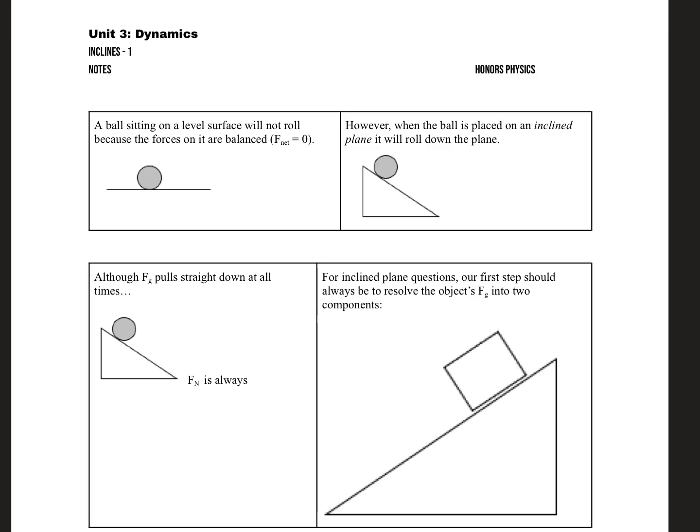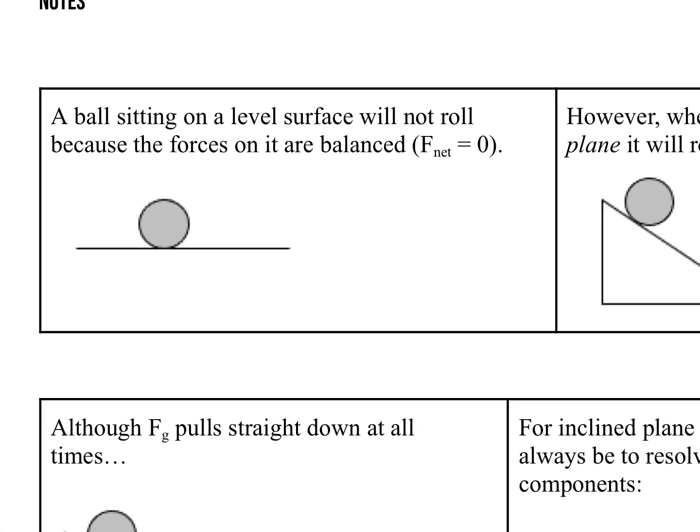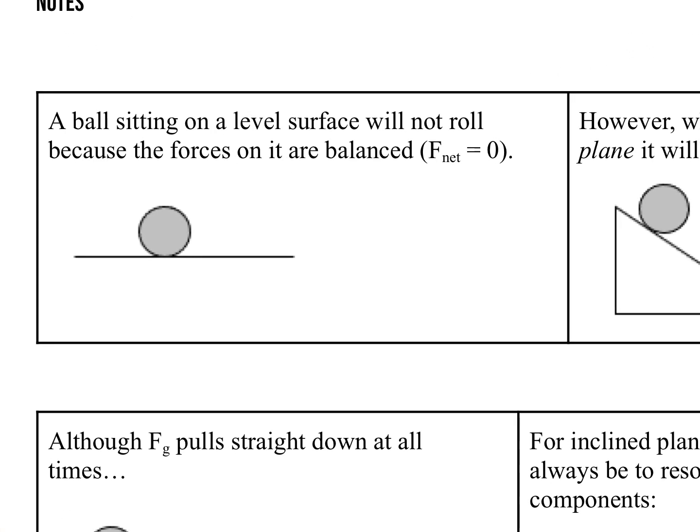Here we're talking about an inclined plane, so this will be the first of two little sections on how we deal with inclines. So we have to remember all of our dynamics and moving in one dimension and net force and all that. So here we have a ball sitting on a level surface, and it will not roll because the forces on it are balanced.